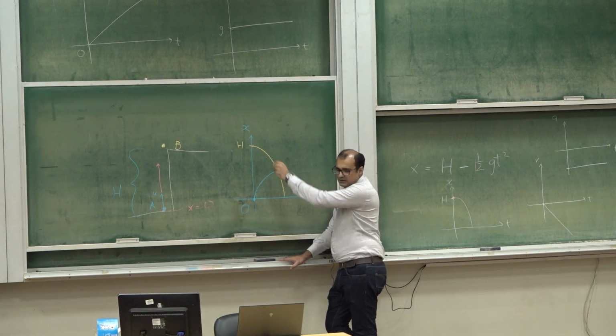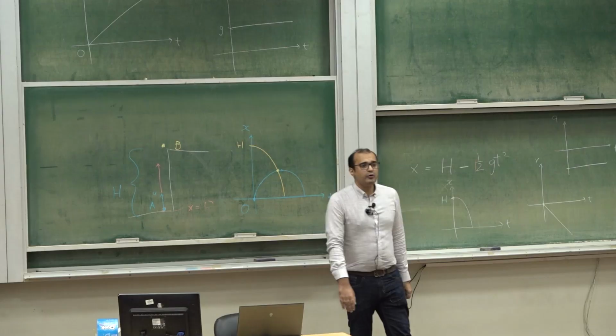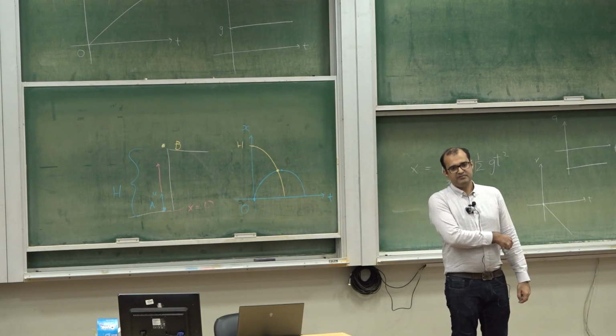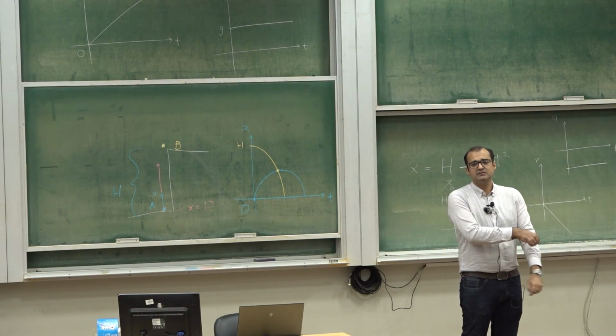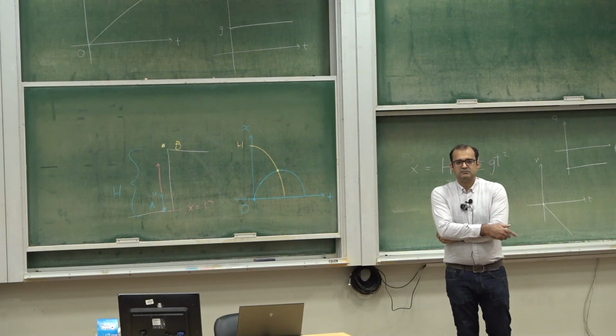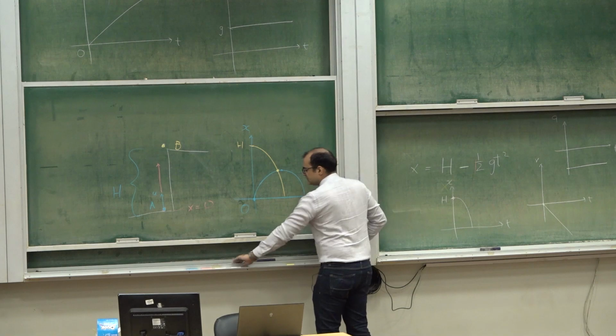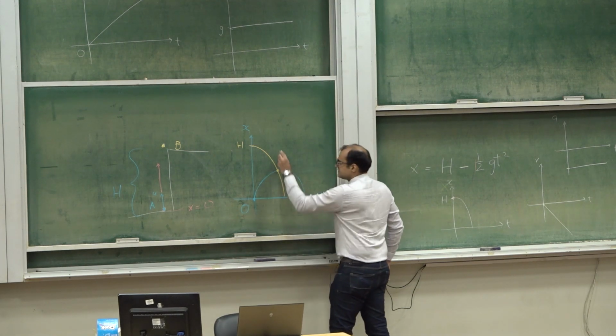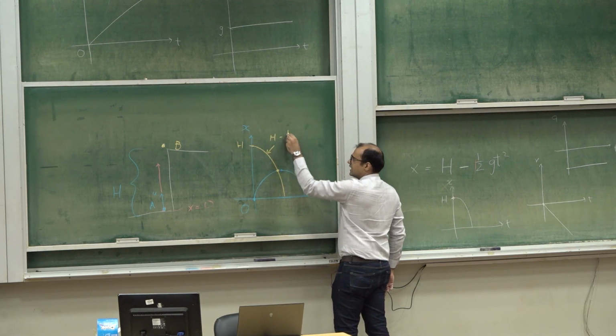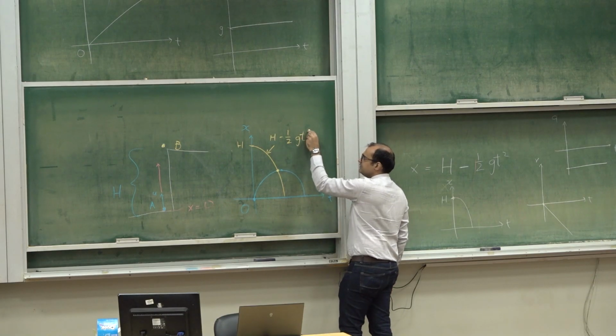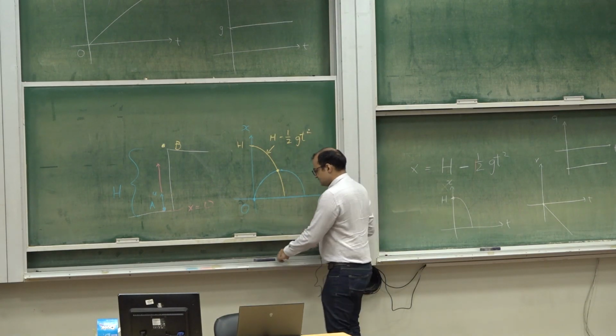Because at this point the x value for both these objects is the same, which means that they are at the same vertical level. Okay. And how do I find out the intersection point? Well, now it's straightforward. This has equation h minus half g t squared. I don't need to rederive it, we just did it.